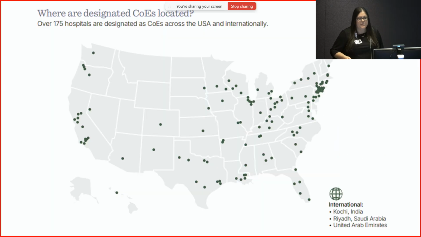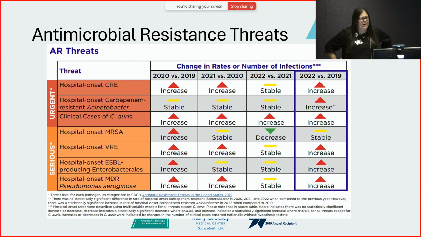Here's a map of where centers of excellence in antimicrobial stewardship are located in the U.S. and internationally. So we're the dot in Iowa. And why is this important? Why do we want to be extra innovative here and on top of this information? The antimicrobial resistance threat is one of the big reasons, aside from patients not being harmed.